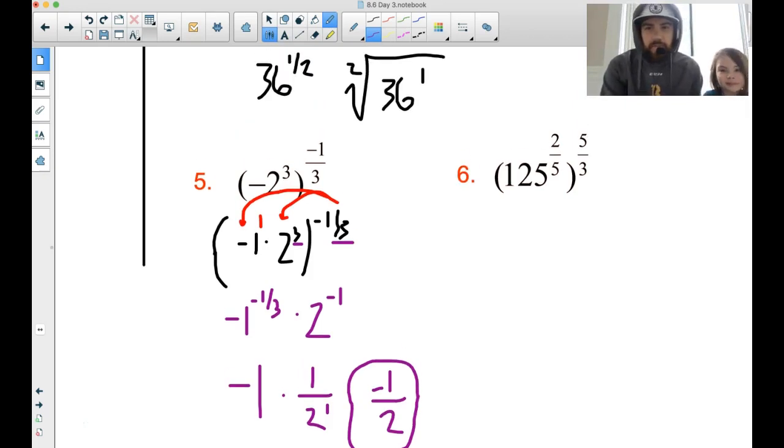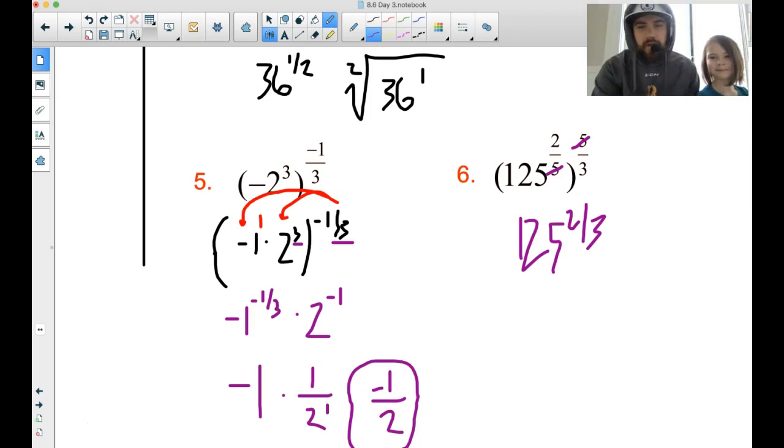Last one here we have 125 to the 2/5 to the 5/3. So it's a power to a power. So here's where we multiply the fractions. And right away, if I see I can reduce these, I'm going to cross these off and get rid of those because we have a common factor there. So this is really just 125 to the 2/3 power. I could get 10/15 if I multiplied it and then reduced, but I like to reduce before I multiply. It's a little easier. Now if I evaluate this, what, Nova?